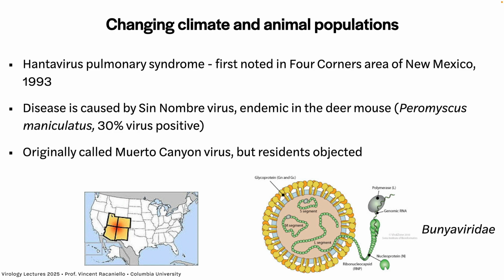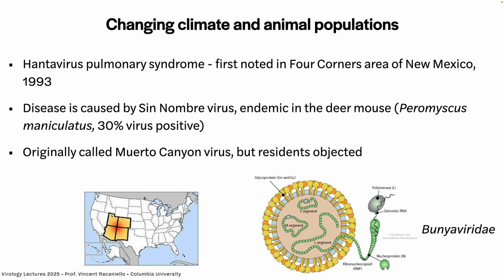Hantavirus pulmonary syndrome is a very serious lung infection, first found in the Four Corners area in 1993. So that's where these 4 states join. You can actually go and see there's a plaque on the ground. It says Four Corners. And there were a series of young, healthy people who died of respiratory infections all of a sudden. They found the causative virus.